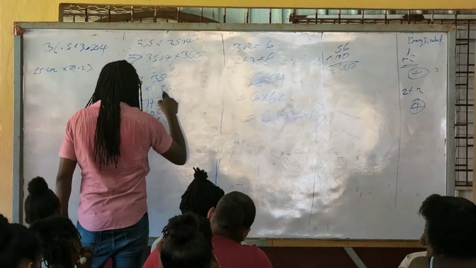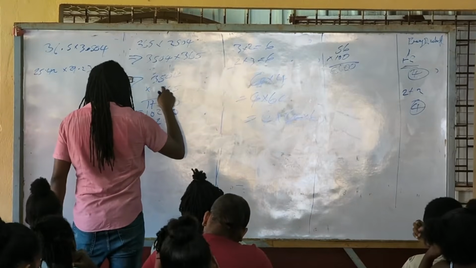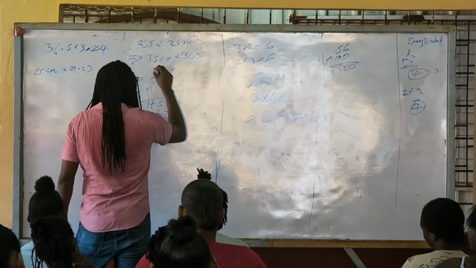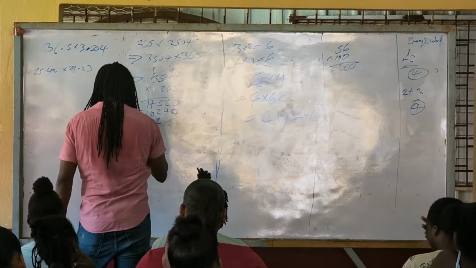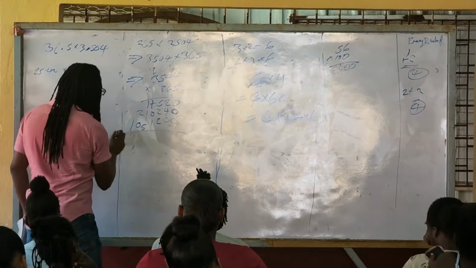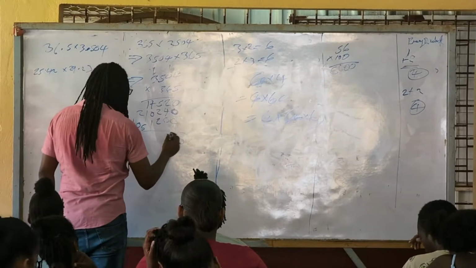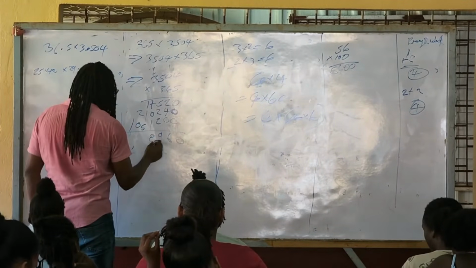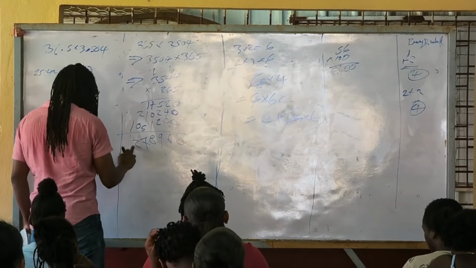Carry 1. 3, 0, 1. 3 fives. 1. 3 threes. And 1. Now we add 0, 6, 9, 8, 7, 2.